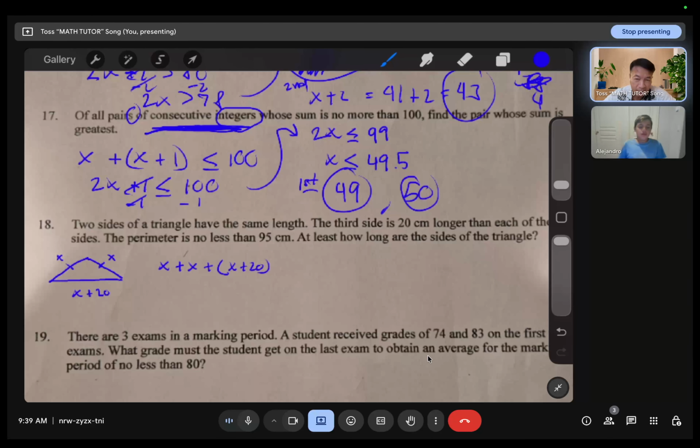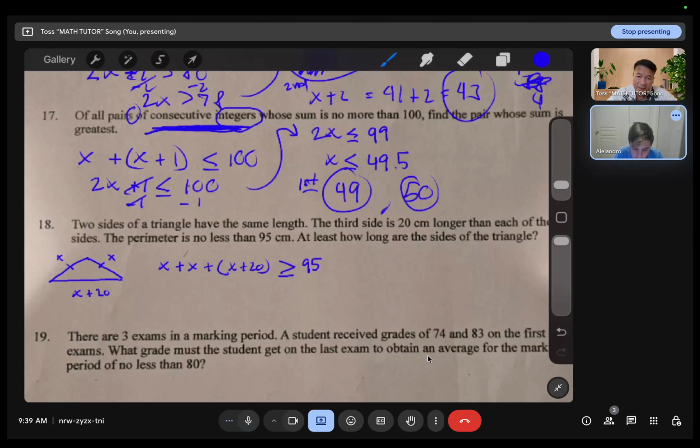No less than 95. Greater than or equal to? Greater than, or equals to. That's tough, right? No less than 95. In grammar, yes, it's including 95.